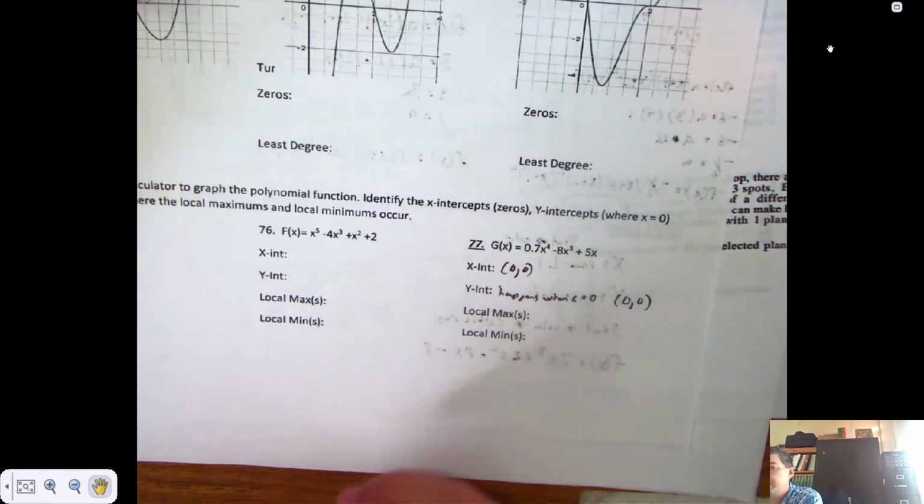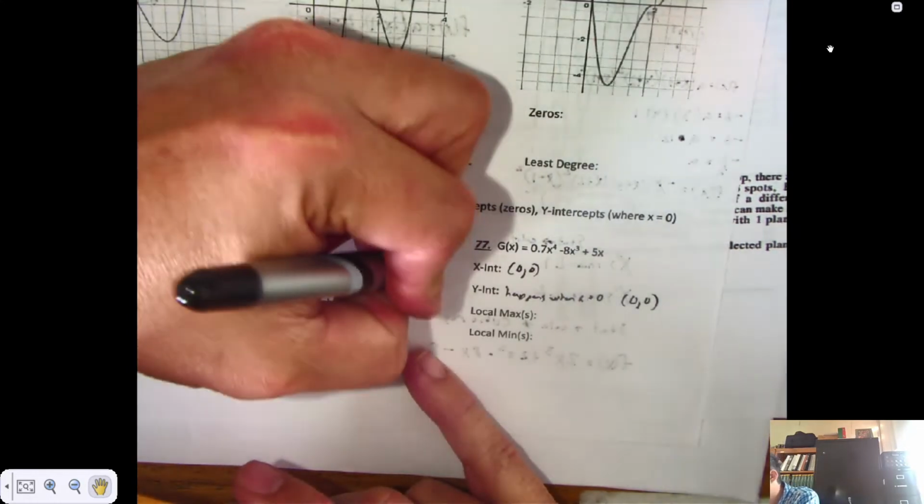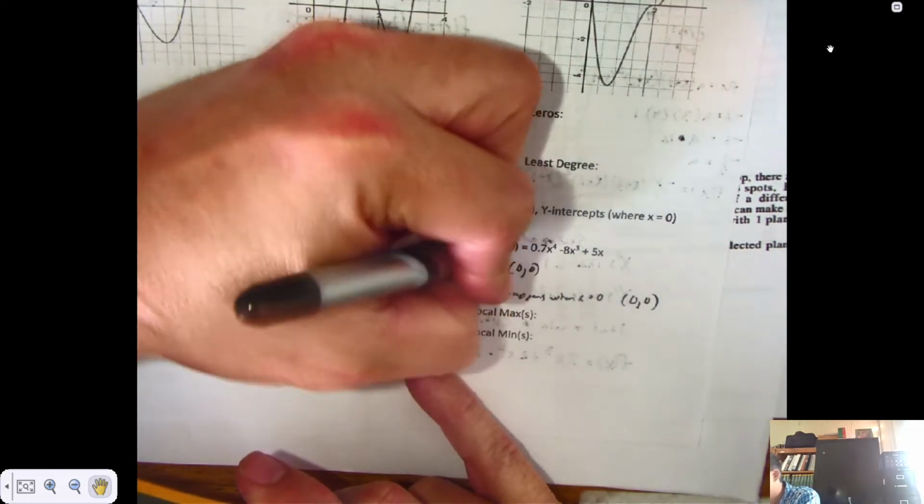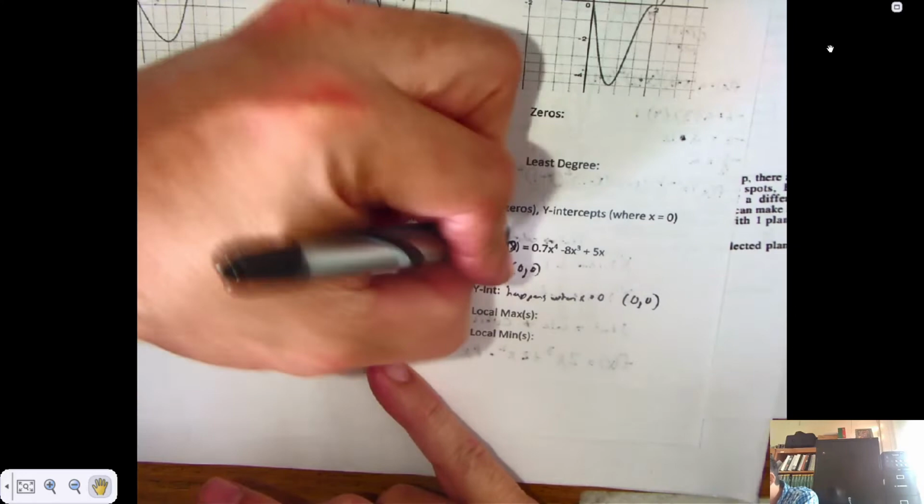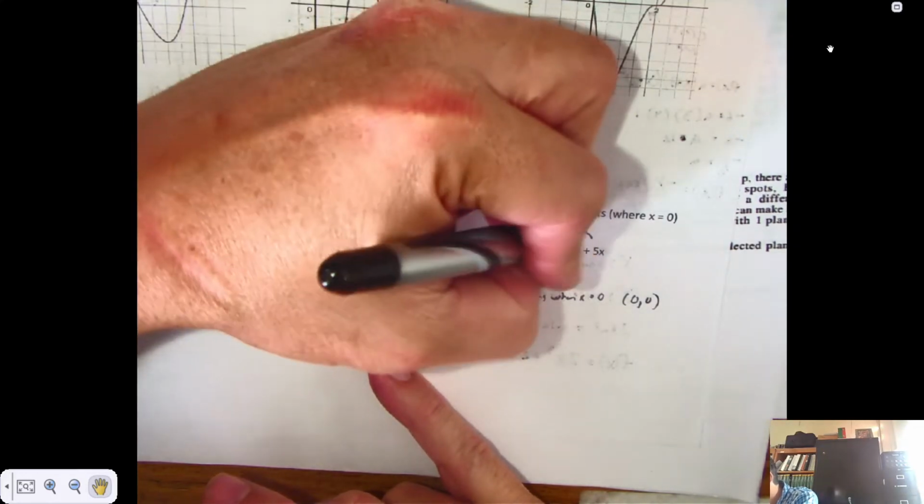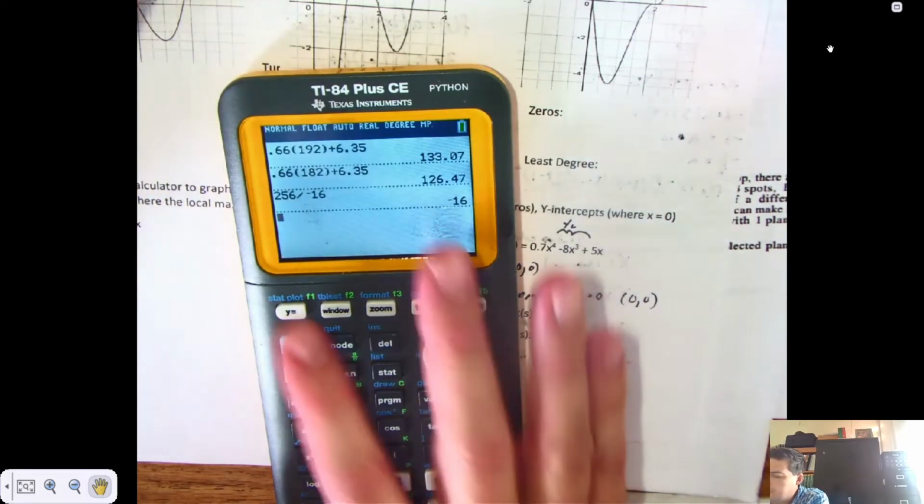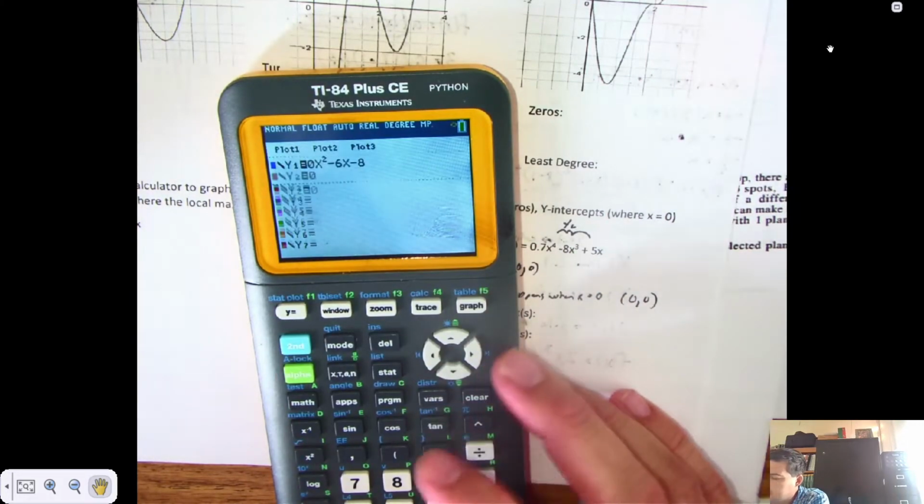Now, since that's at 0, 0, I also have to know one of my x-intercepts. It's also at 0, 0. But to find an x-intercept, what we do is we let y be 0. So this is going to become a 0. I'm going to put that in y1, and I'm going to put all this in y2. I'm not saying this couldn't be done by hand. I'm just saying it probably can't be.